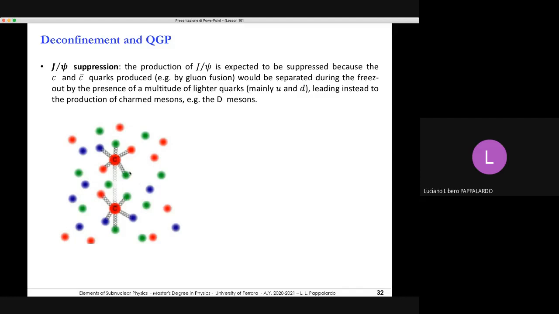Much more often, gluons split into light hadrons, and so it is expected that the c c-bar that are produced are surrounded by a large majority of light quarks, up and down mainly, and so they tend to form charmed mesons, so a charm with an up or down quark, rather than a charm with an anti-charm. So during the freeze-out, the presence of a multitude of lighter quarks, mainly up and down, leads to an enhanced production of the mesons, but a reduced production, so a suppression, of c c-bar states.